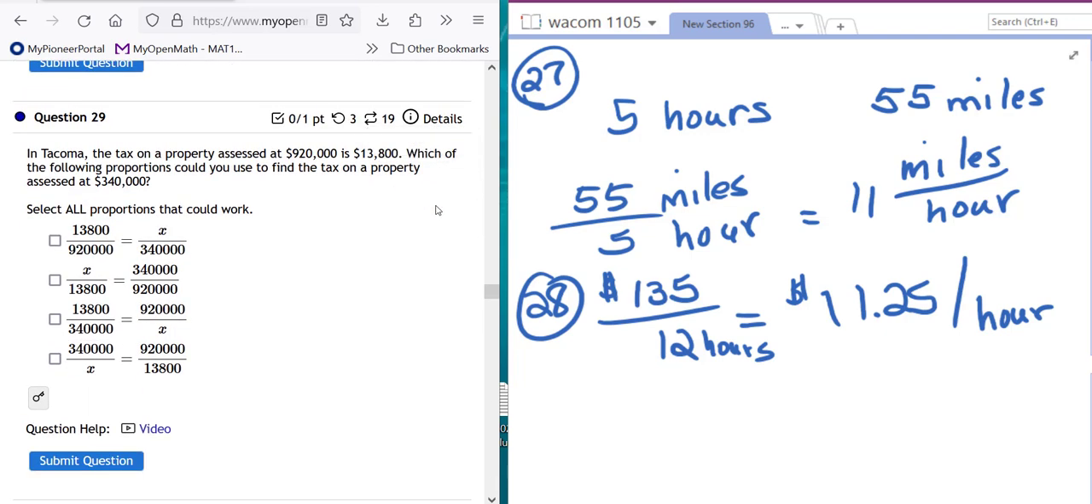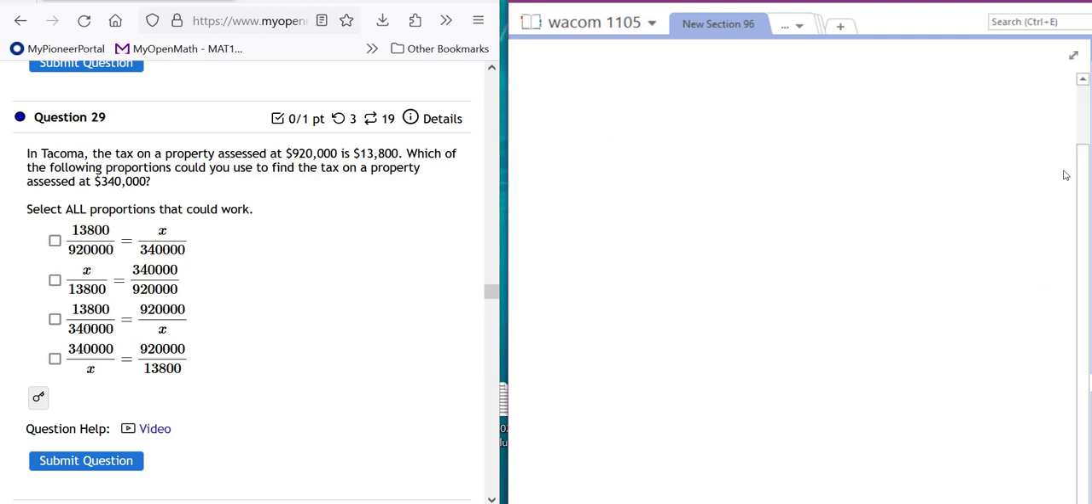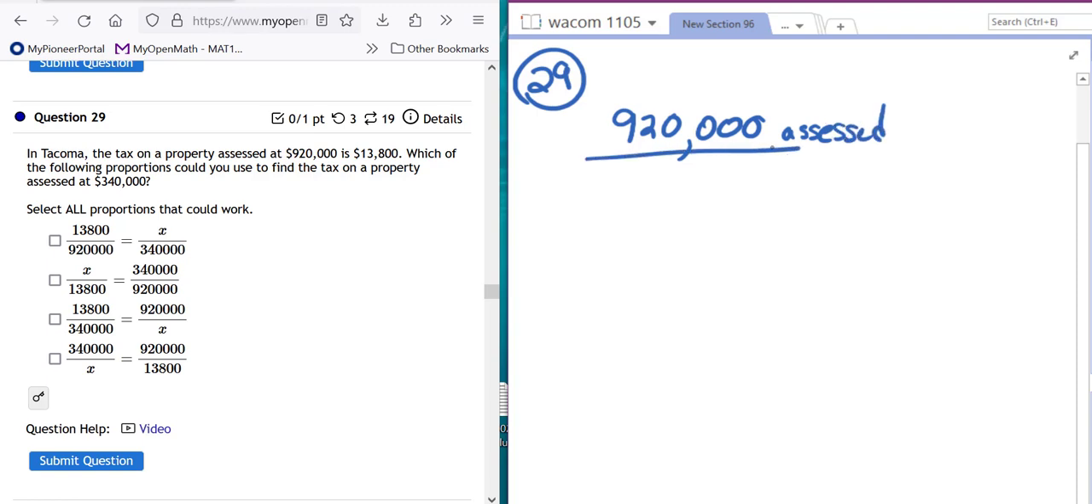All right, let's see. This one is one that sets up with a proportion. They're just asking you to pick the correct proportion. All right, and I would write the words. When I write the first one, I would write the words on it. So a property tax, the tax on a property assessed at $920,000. This is assessed, and I'm just writing that. Better not abbreviate that, huh? All right, and this is the tax, $13,800.